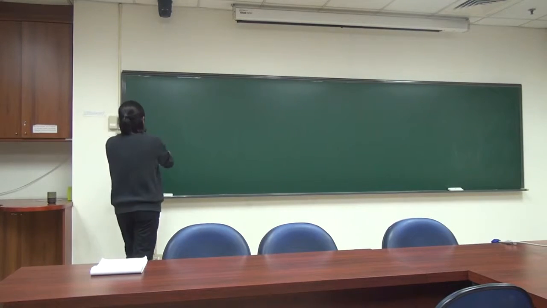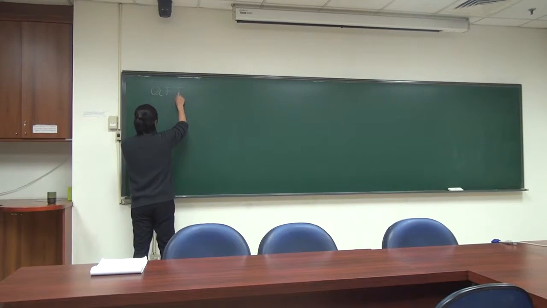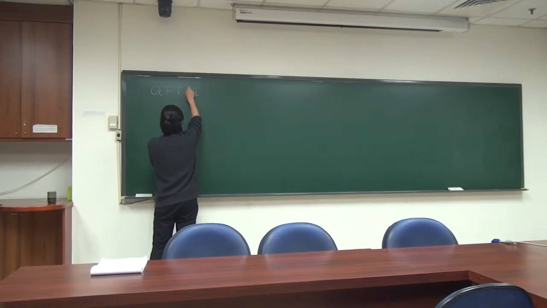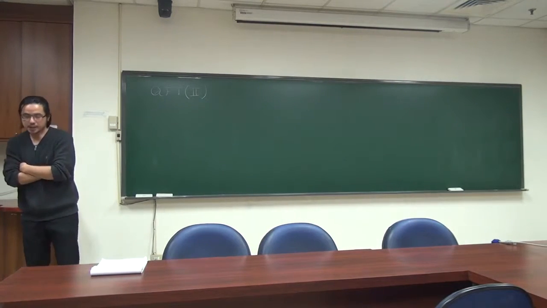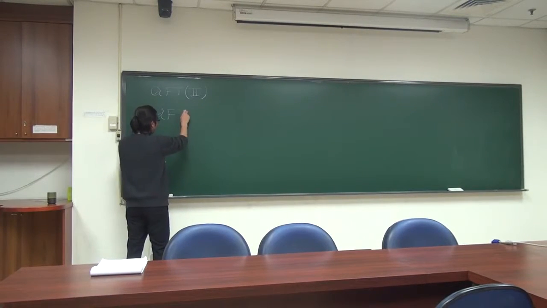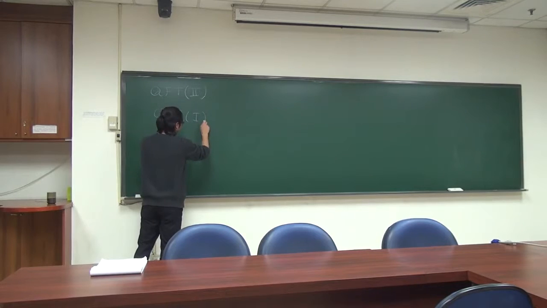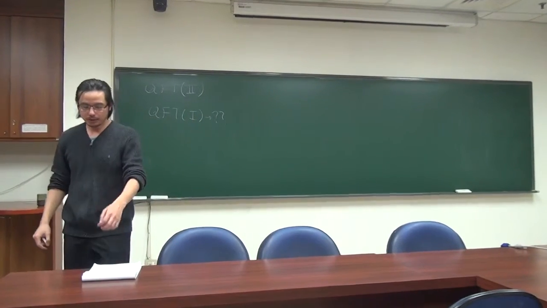Let's begin. So this course is QFT2, essentially. So for the census 2, we need to figure out what we actually know from QFT1. Okay, what do we actually know here?